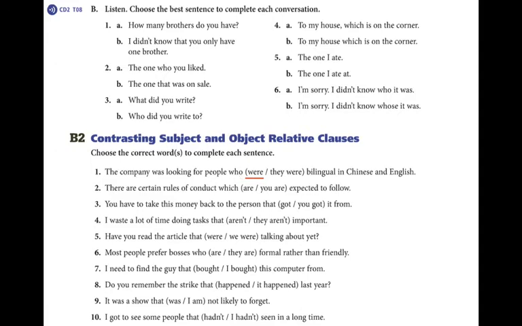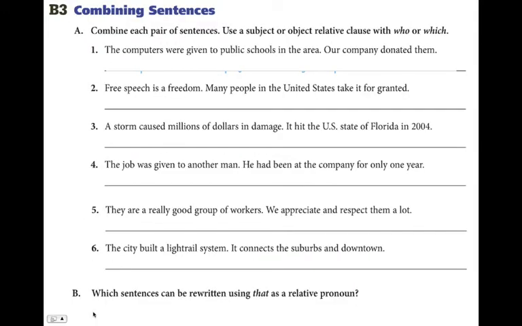In number 2, there are certain rules of conduct which you are expected to follow. You is the subject. Are expected is the passive voice verb. You are expected to follow. To follow what? To follow rules of conduct. So rules of conduct is followed by the word which. This relative pronoun is the object of the verb follow. Go through the remaining exercises, mark your answers, and then check your answers with the answer key.